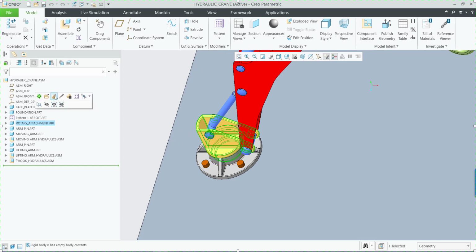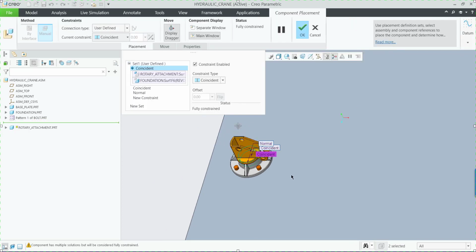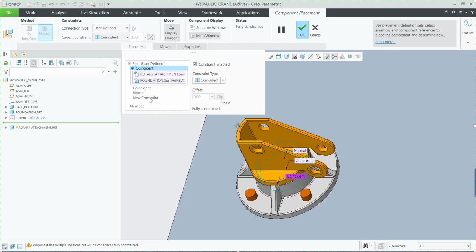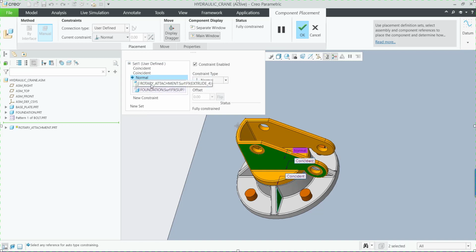So if I now edit the definition of this rotary attachment, it is currently fully constrained, and there is one coincidence constraint with the hole, and the second one is the flat face mating constraint. Then there is one normal constraint which is between this surface and this surface, one surface from the rotary attachment and one from the foundation.